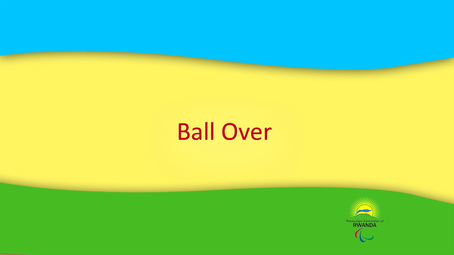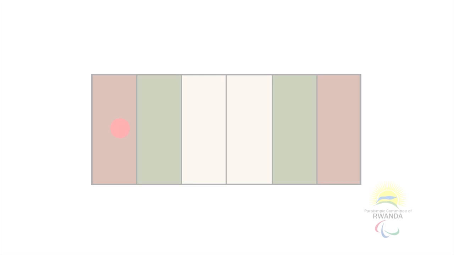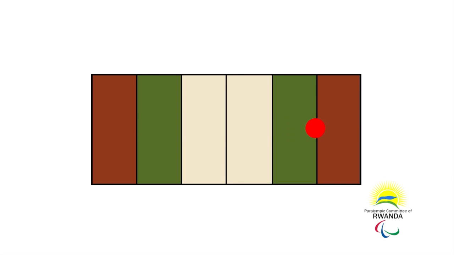Ball over. If the ball is blocked by a defensive player and the ball rebounds over the center line in the neutral zone, the ball shall be returned to the possession of the team that has thrown the ball.